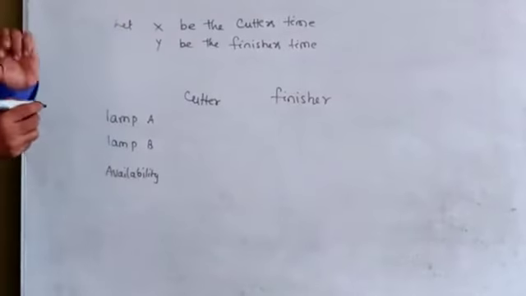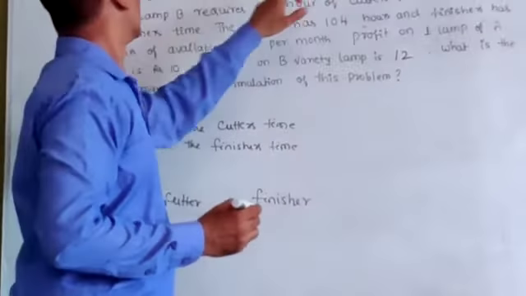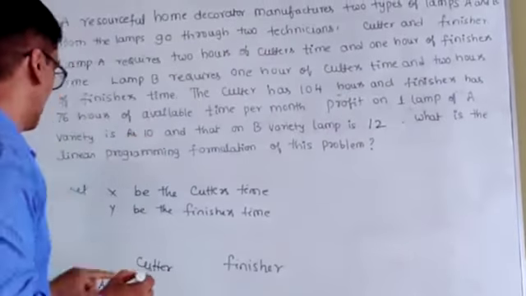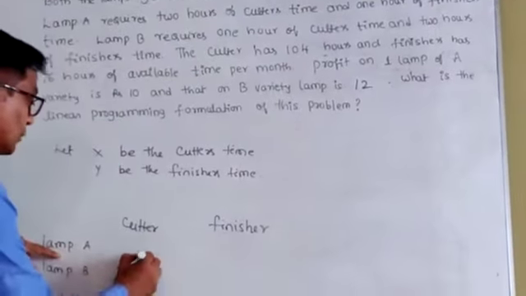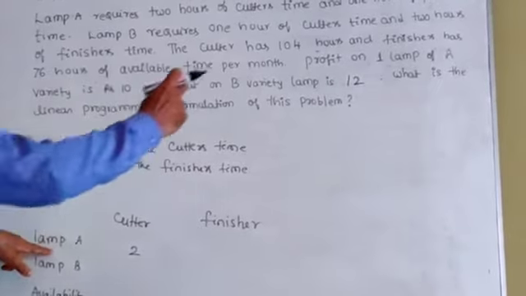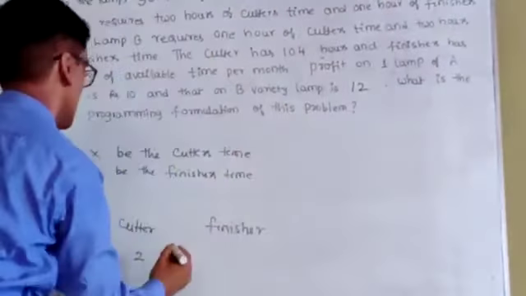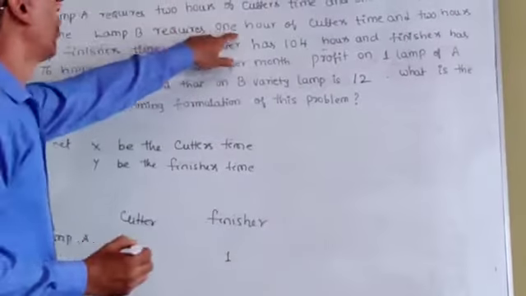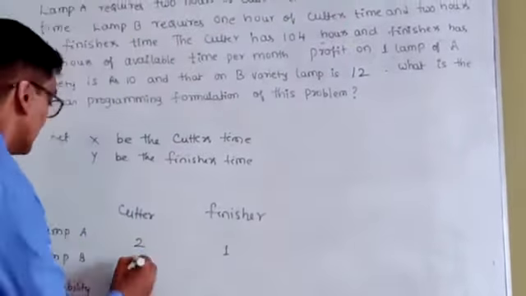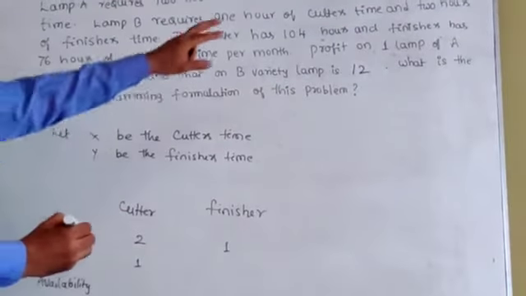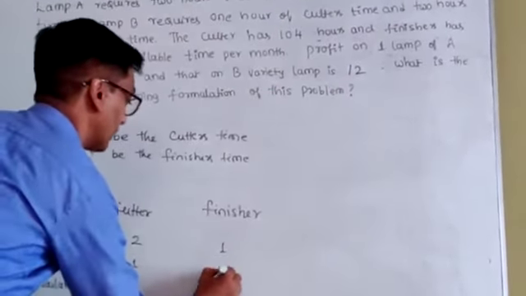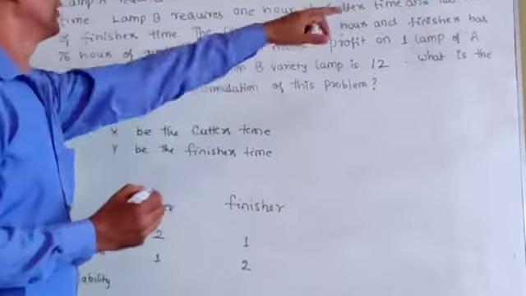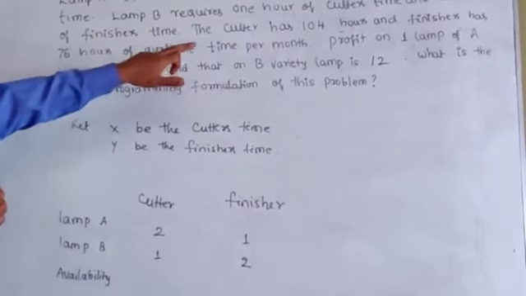See, now read the question carefully. Lamp A requires 2 hours of cutter's time and 1 hour of finisher's time. Then lamp B requires 1 hour of cutter's time and 2 hours of finisher's time. Then the cutter has 104 hours and finisher has 76 hours of available time per month.